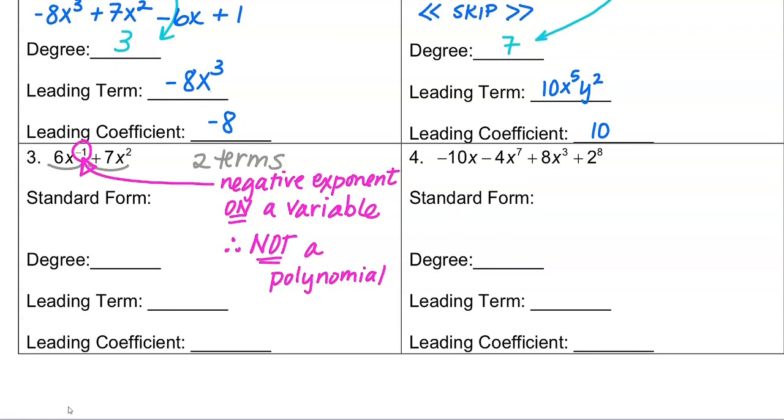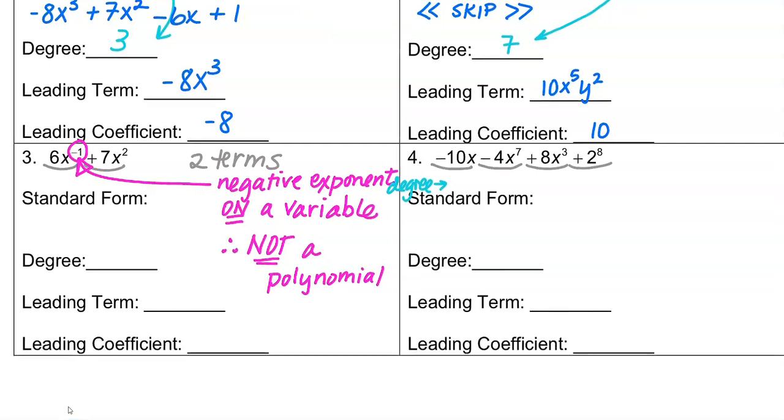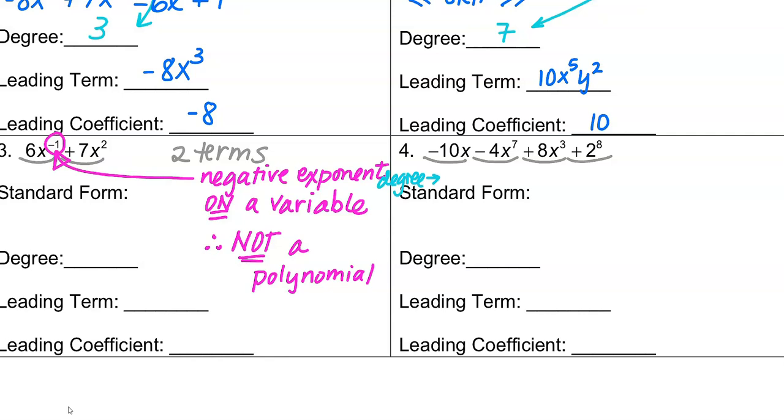Last one, how many terms? Looks like 4, right? 1, 2, 3, 4. So I want to find the degree. Now this is only in one variable, so that's nice. What's the degree of the first term? Good, it's x, so it's x to the first, its degree is 1. Degree of the second term is 7. Degree of the third term is 3. Degree of the last term?